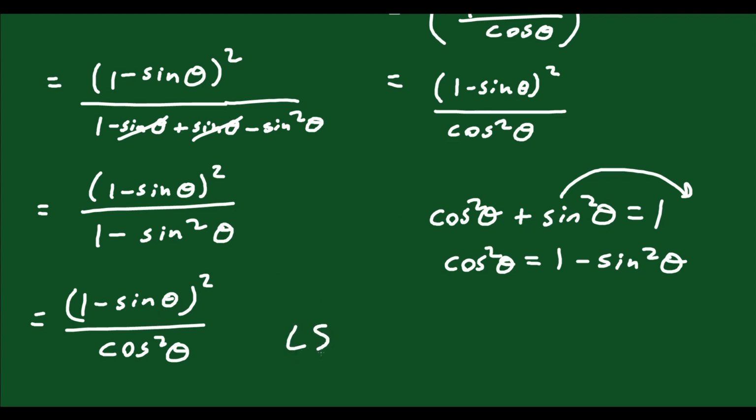I can say my left side is equal to my right side. Therefore, I am happy. My proof is complete. Okay? That is the essence of how you complete a proof in trigonometry. That's just one example. We're going to do lots and lots more examples in the next video, so stay tuned for that.